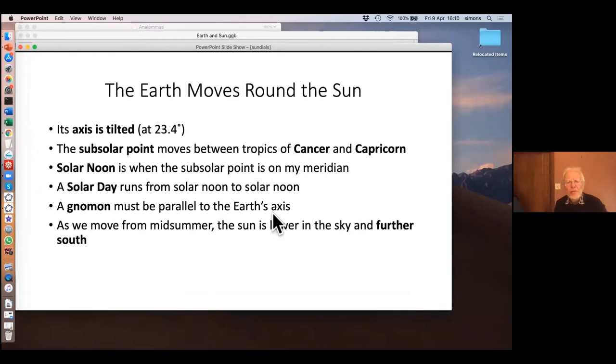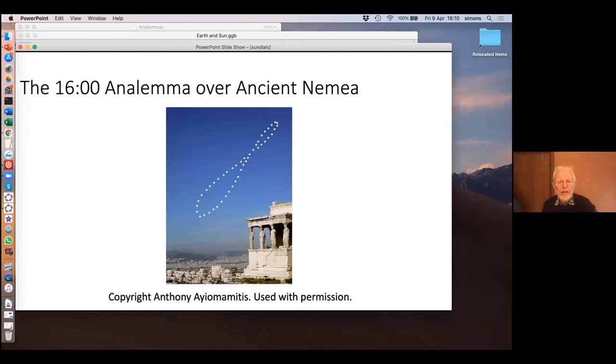Now, there's another way of thinking about this further south business. If I stand on the surface of the Earth and look towards the sun and take a photograph at the same time every day, this happens to be 4 o'clock in the afternoon, taken in Greece, this is the picture you get of what the sun does. So it is, as you move away from midsummer up here, it's further south as well as lower in the sky.